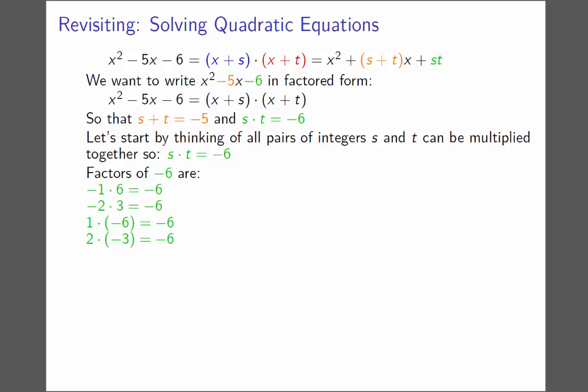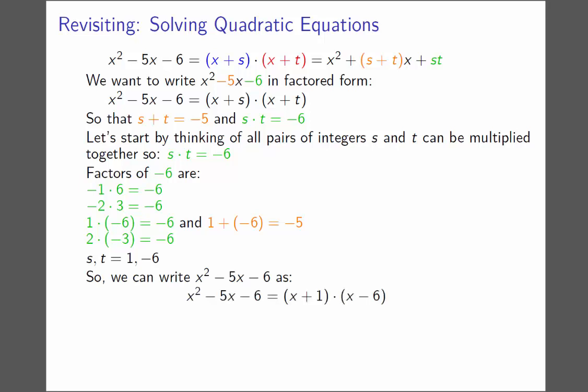But remember, we also need to make sure our two numbers add up to negative 5. Negative 1 plus 6 is 5. That's not negative 5. Negative 2 plus 3 is 1. That's not negative 5. 1 plus negative 6 is negative 5. So the pair of numbers s and t are 1 and negative 6. This means that we can write x squared minus 5x minus 6 as x plus 1 times x plus negative 6, which is x minus 6.